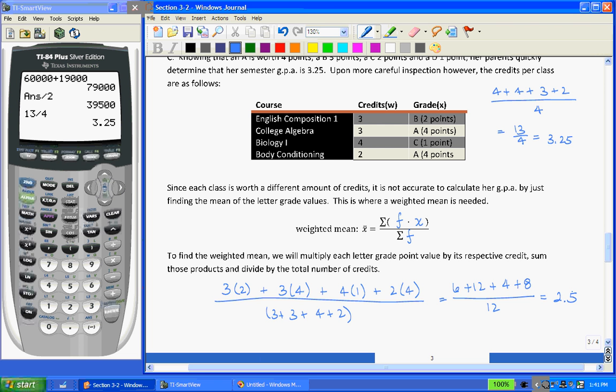So if you have a weighted mean, and this is usually going to be used when you have a frequency distribution or a frequency table and you don't have the original data values, but you know that there were so many values in the first class and so many values in the second class and something like that, this is how you would calculate it. But just to illustrate that, finding the mean one way, if you have some weighted values, is not accurate. So when we did it the correct way, we find that her GPA is really a 2.5.